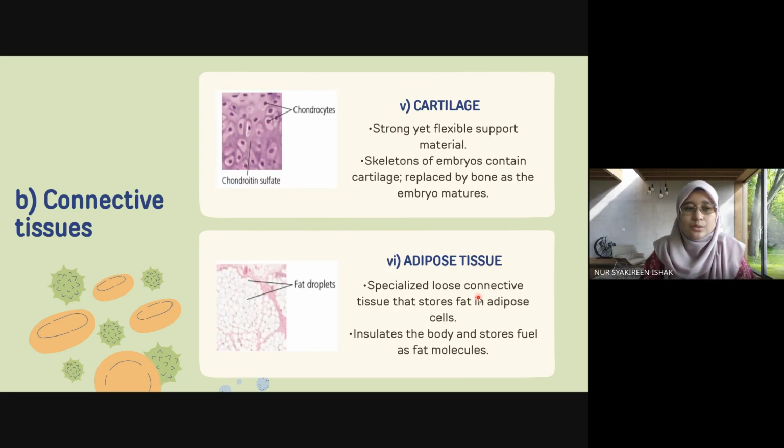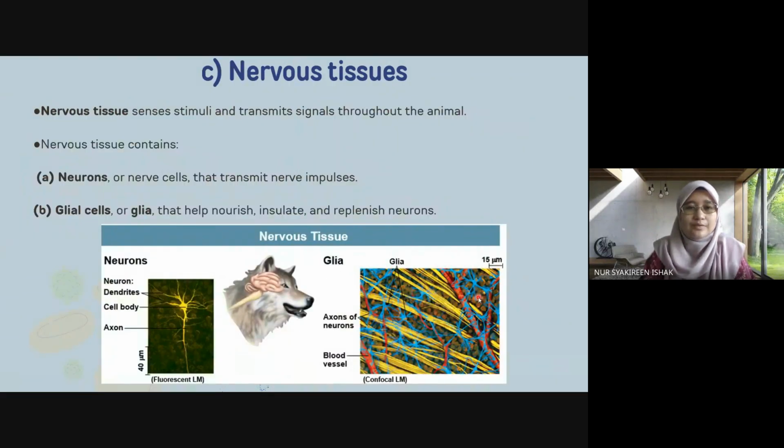All right, next, after the connective tissue, we have another form of tissue, which is the nervous tissue, which makes up your nervous system and mainly consists of your neurons. Nervous tissue senses stimuli and then transmits signals throughout the animal. Signals here refers to the transmission of electrical impulses, from one neuron to another neuron until it reaches the target cells.